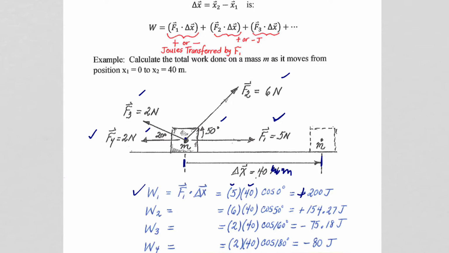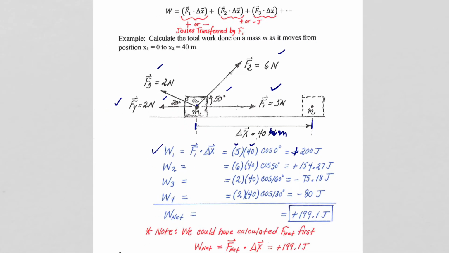So if F1 were the only force acting on this object, it would be speeding up, moving to the right, and it would have gained 200 joules of energy going over the 40-meter distance that it moved to the right. So you can confirm the 6 Newton value of positive 154. Please make sure that you understand why the dot products work out the way they do. But let's take a look at 3 and 4. Let's take a look at 3 quickly.